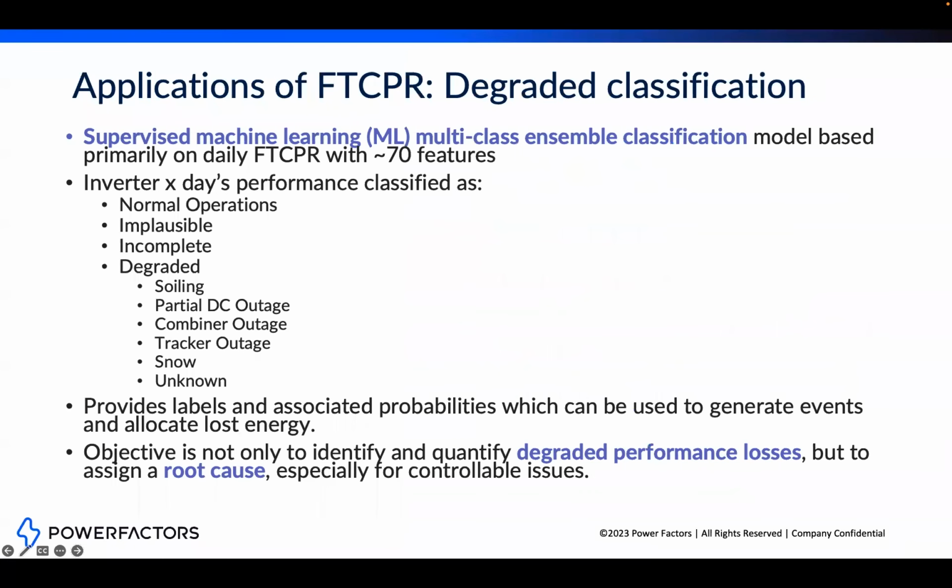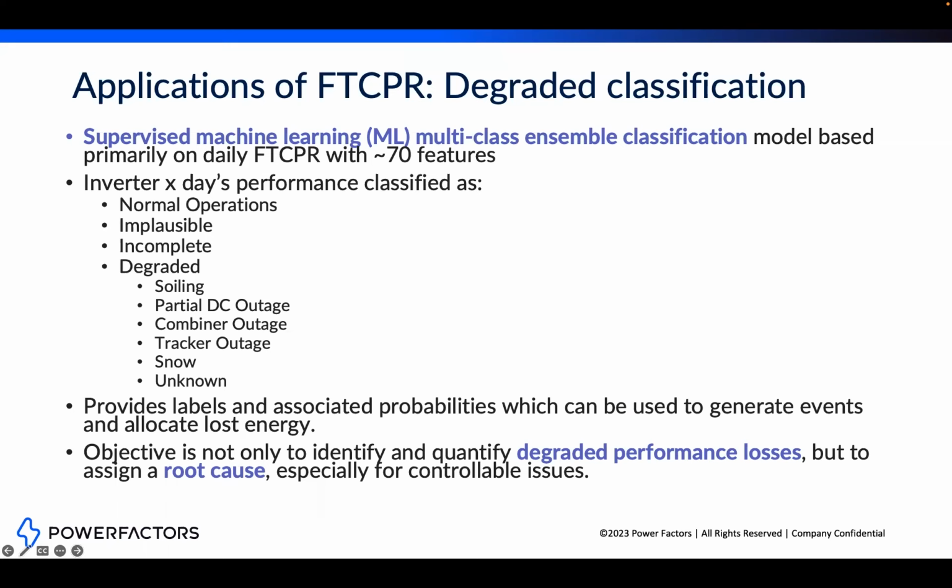Degraded classification is a supervised machine learning multi-class ensemble classification model based primarily on FTCPR with about 70 features. It's a tree-based classification model. The majority of those features are different lagging FTCPR values like FTCPR over the previous 7 days, historical slopes and averages. It also includes some weather-based features like precipitation, and KPIs from the combiner level data.